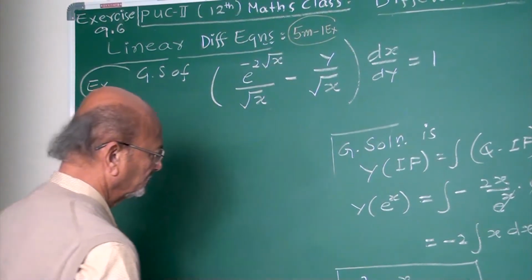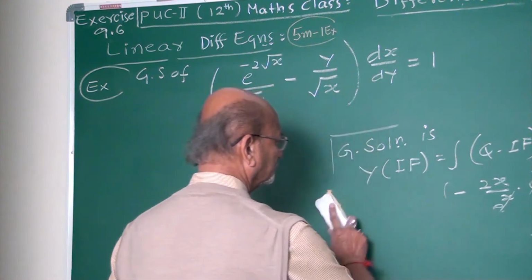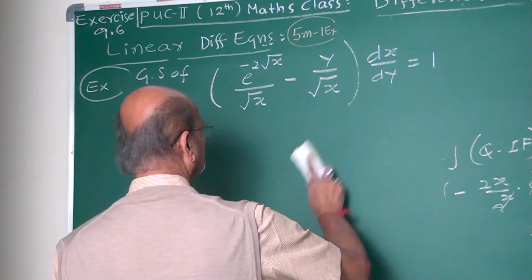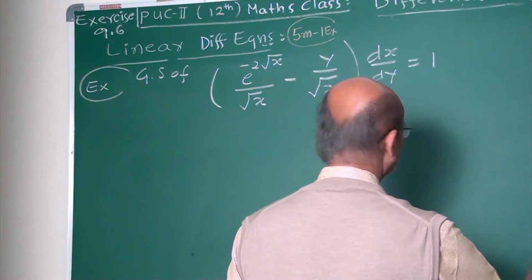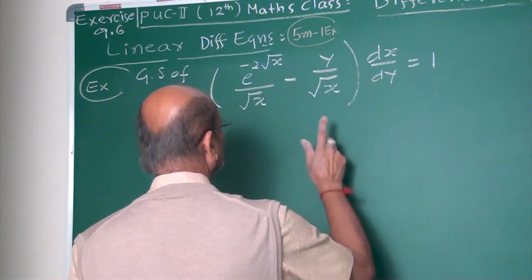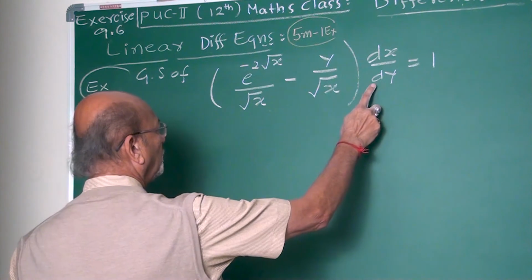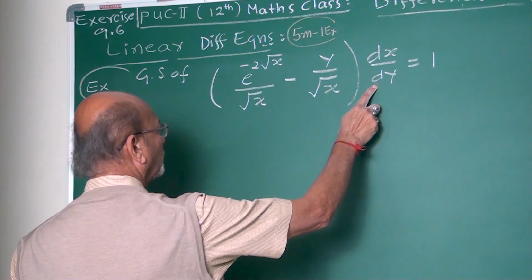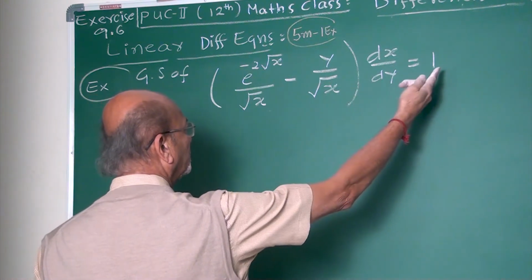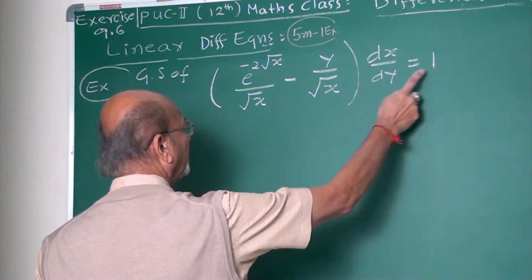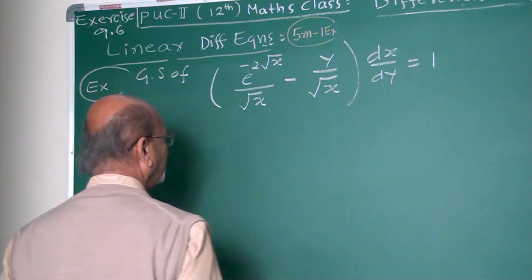See, my friends, to make this bracket free, the block is dx by dy. To remove this block, you bring it to that side. Dx by dy, taking this side, becomes what? Reciprocal, that is dy by dx.